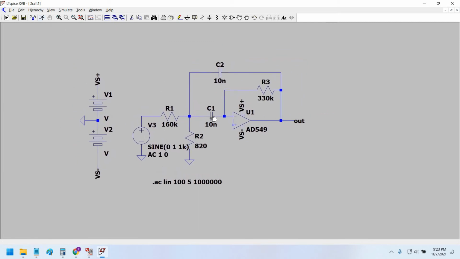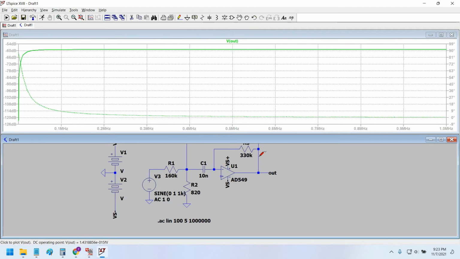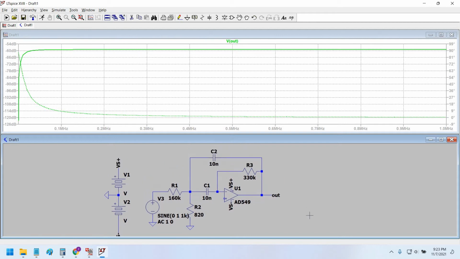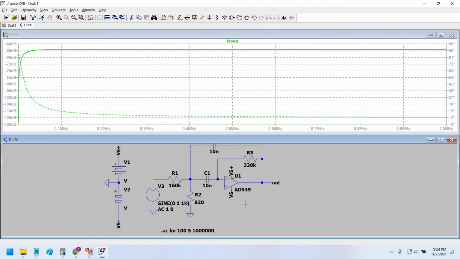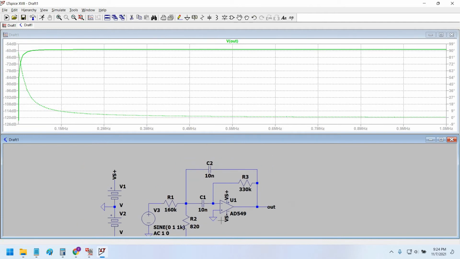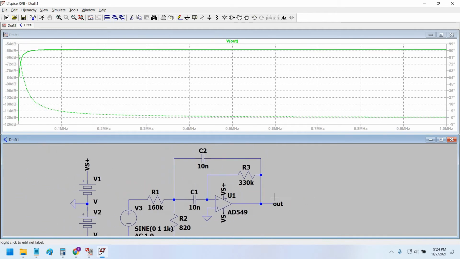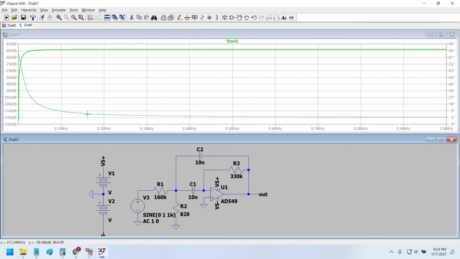Okay, now let's simulate. Yes, we forgot to ground the positive wire. The positive terminal of the op amp is ground. Circuit is complete. We simulate.